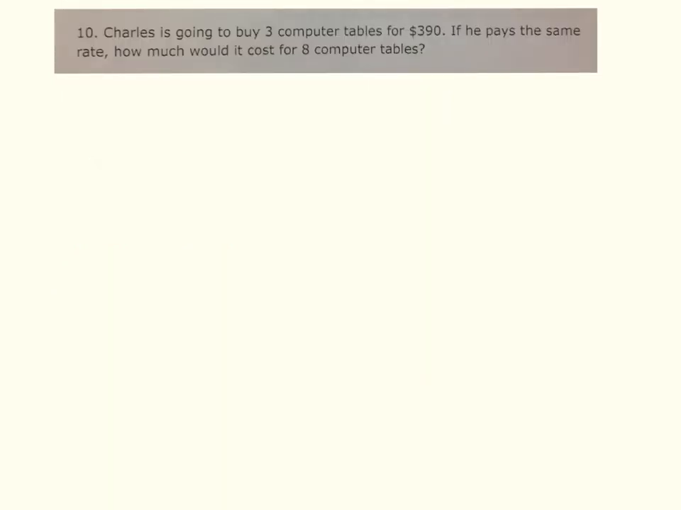We have the next question here. Charles is going to buy 3 computer tables for $390. If he pays the same rate, how much would it cost for 8 computer tables? Okay, so this one is not obvious for you to do in your head. Let me highlight the information. So 3 computer tables for $390, and how much would it cost for 8 computer tables? Okay, so the most obvious way here is to find the unit rate. So you need to figure out how much it is to buy 1 computer table.